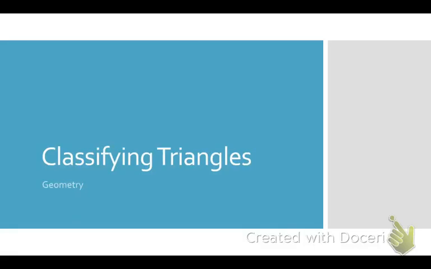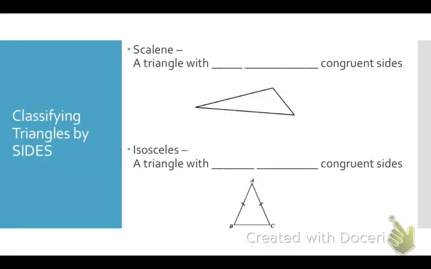Okay, in this video we are going to classify triangles. Now when we're talking about classifying triangles, we have several ways to do it. One is classifying it by sides. If you classify triangles by sides, you can say that a triangle is scalene if all three sides are different lengths. So a triangle with no congruent sides, all three sides are different lengths, is called a scalene triangle.